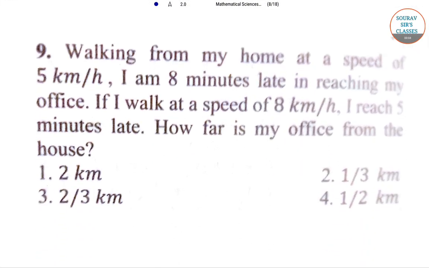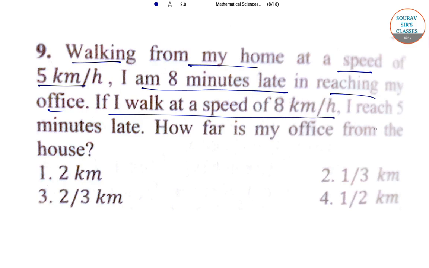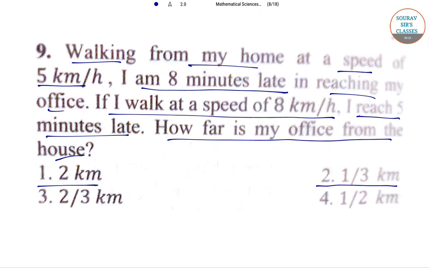The question is, walking from my home at a speed of 5 km per hour, I'm 8 minutes late in reaching my office. If I walk at a speed of 8 km per hour, I reach 5 minutes late. How far is my office from the house? Option 1, 2 km. Option 2, 1 by 3 km. Option 3, 2 by 3 km. And option 4, half kilometers.